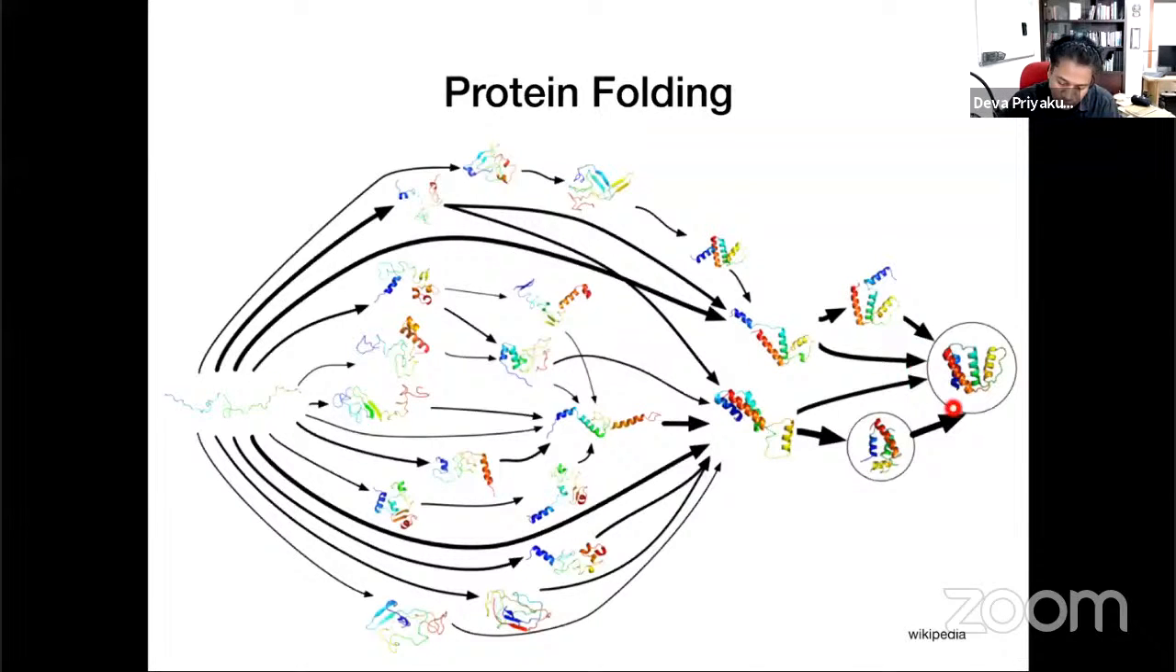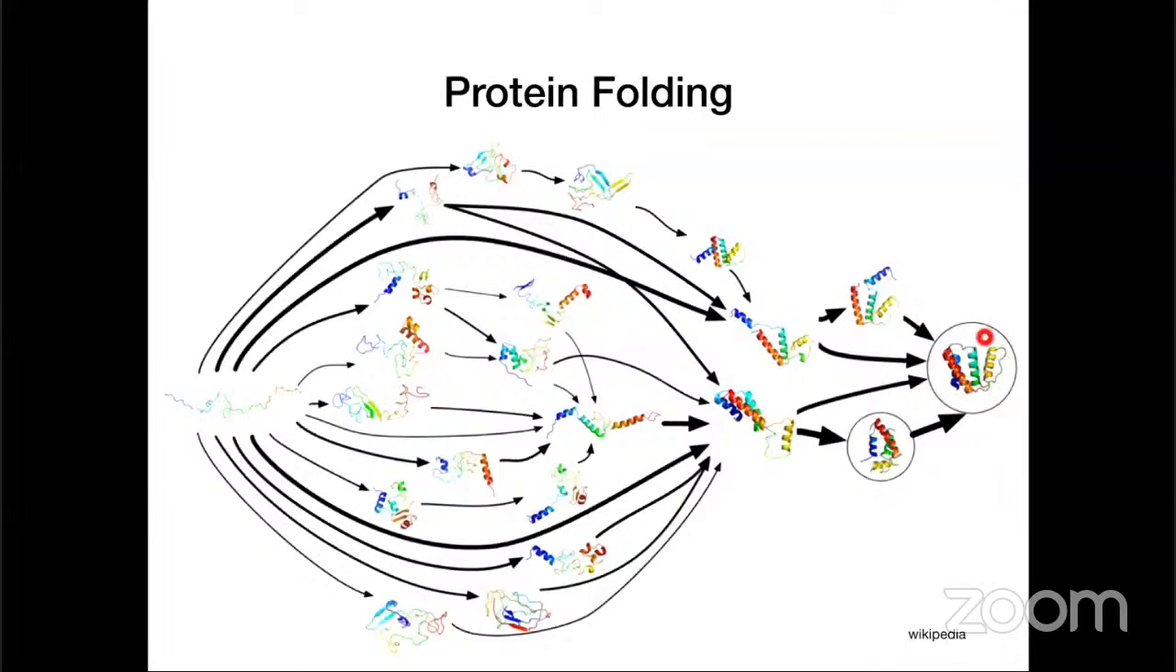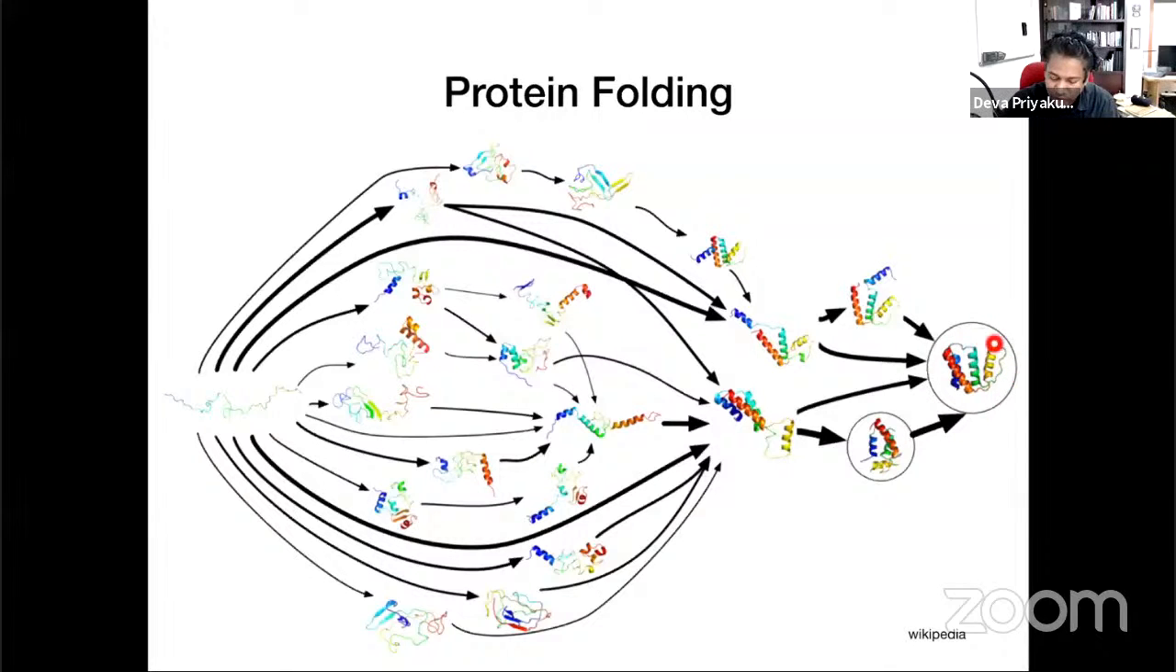So it folds to form a native structure, or a unique three-dimensional structure, and this structure is necessary for it to perform its duties or its functions. Okay, so it has to fold to this form before it can perform a function, right? So getting the sequence is easy, right? But getting a structure is not so easy.